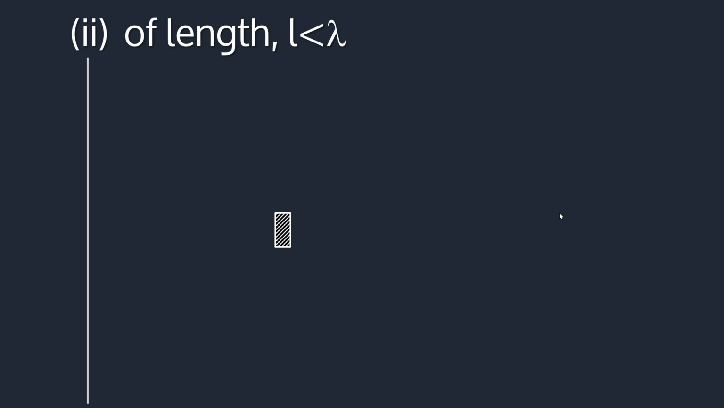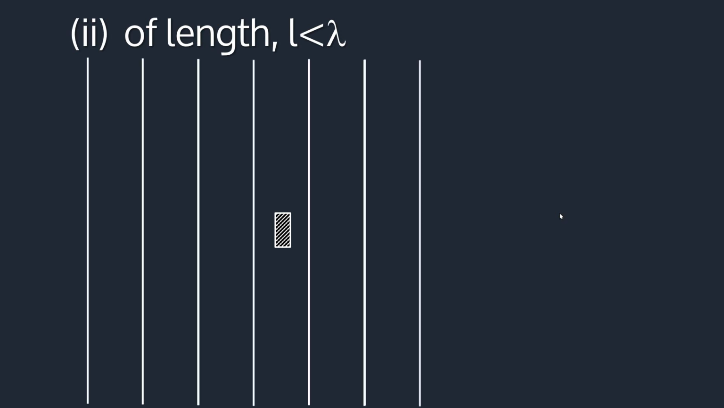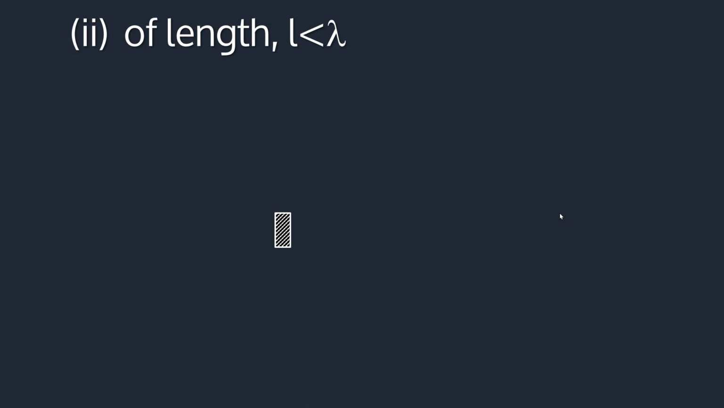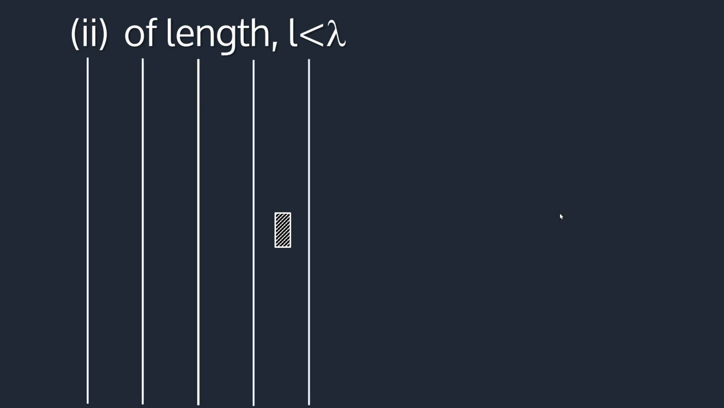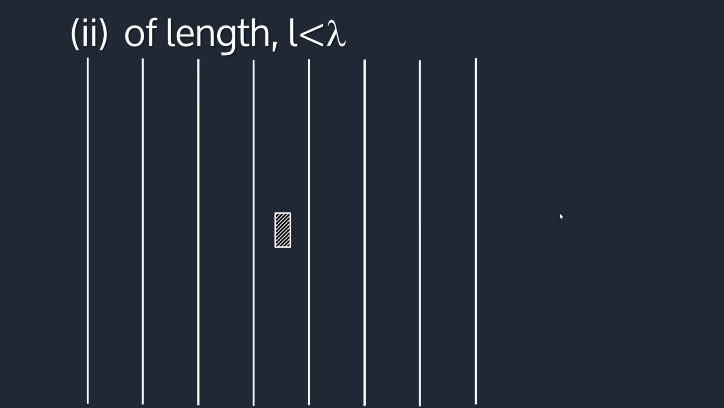Now, let's take the last case where the length of that obstacle is smaller than the wavelength. So this is what we are having. This is interesting. Here the wave just passes through as if there is no obstacle. If the size of the obstacle is smaller than the wavelength, there will be no diffraction, completely no diffraction.